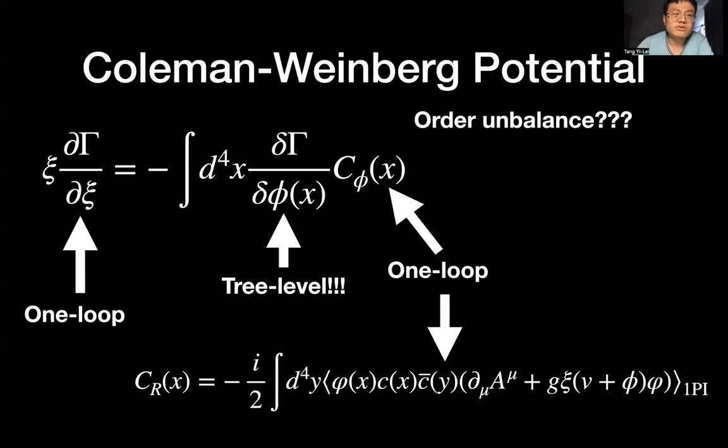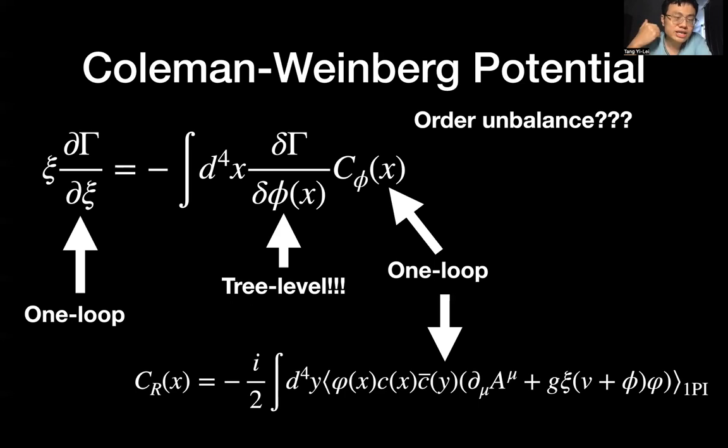As a very important example, if we take the result of the Coleman-Weinberg potential into this Nielsen identity, you can see on the left-hand side of this equation, all the gamma includes all the one-loop diagrams, because the Coleman-Weinberg potential is only a resummation of all the possible one-loop and tree-level diagrams.